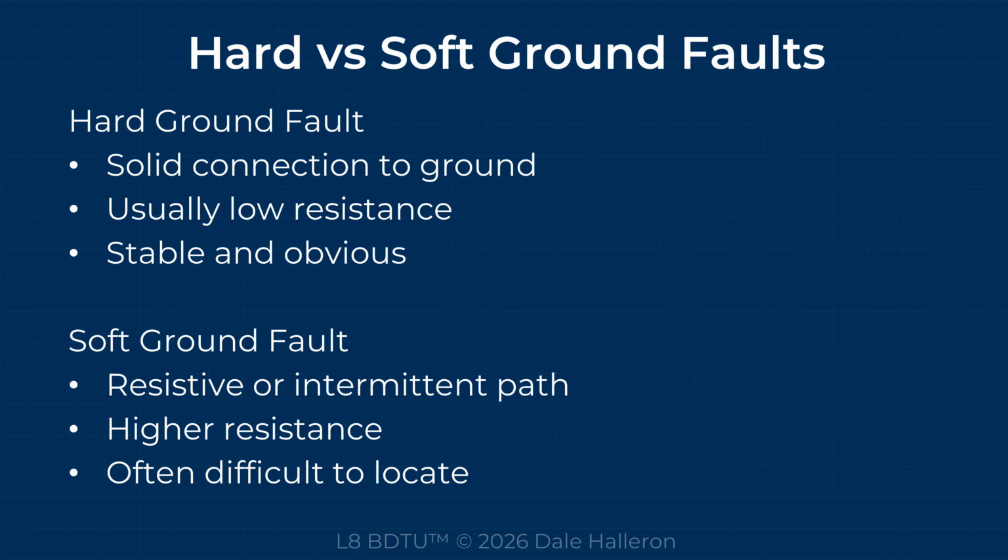Hard versus soft ground faults. A hard ground fault is a solid connection to ground, usually lower resistance, stable and obvious. A soft ground fault is a resistive or intermittent path, higher resistance. They're often difficult to locate.